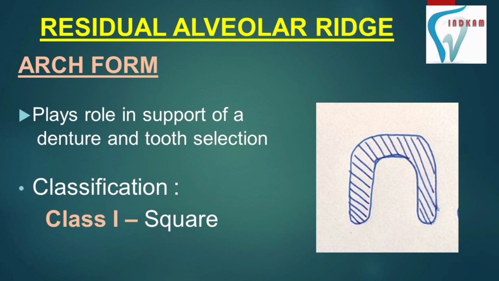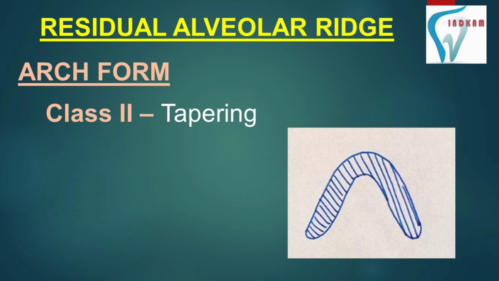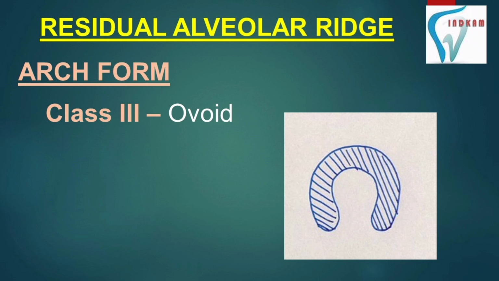Now, let's study arch form. The form of the arch plays a role in support of a denture and tooth selection. It is classified as class 1, square, as you can see in the diagram. It is somewhat squarish in shape. Class 2, tapering. As you can see in the diagram, it is tapering from the anterior side. And class 3 is ovoid in shape. The name itself explains it.